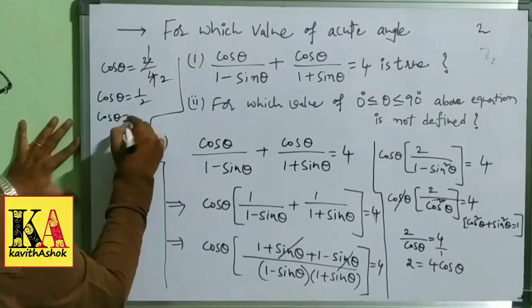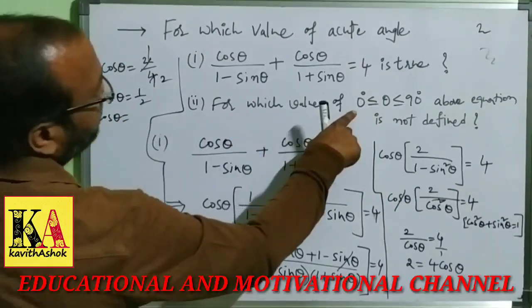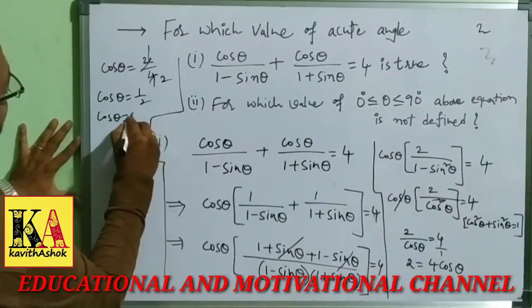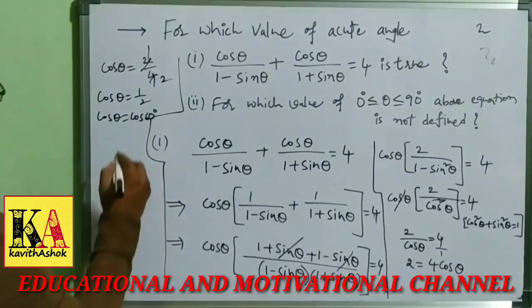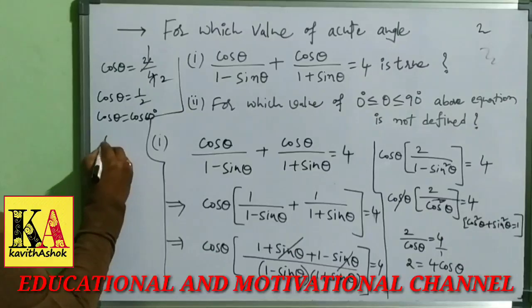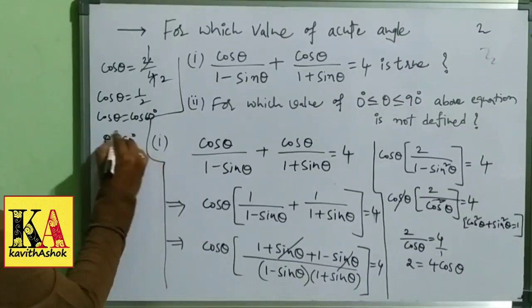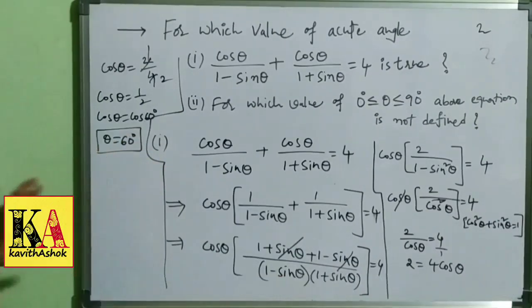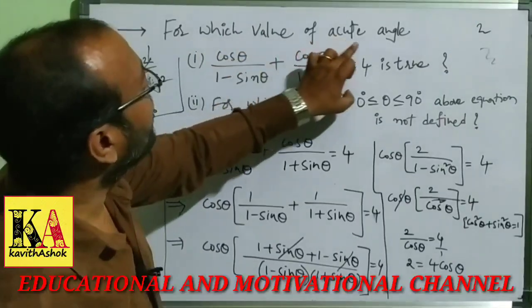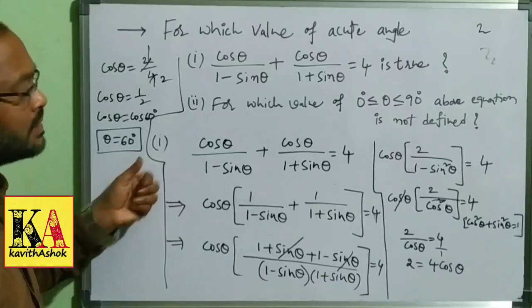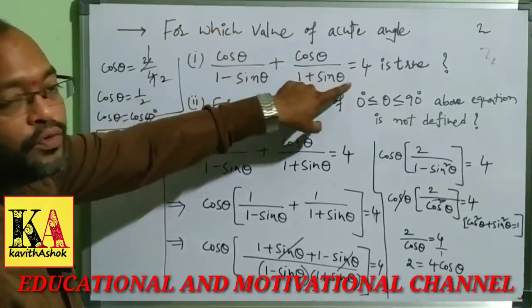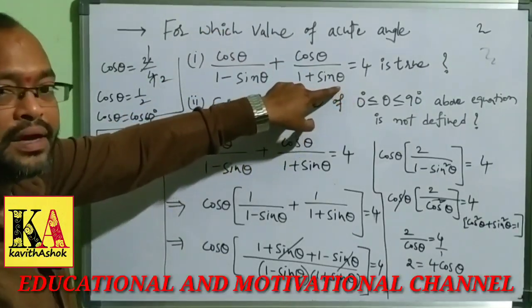Now when does cos theta become 1 by 2 between 0 and 90 degrees? If you take cos 60 degrees, cos 60 is equal to 1 by 2. Now cos theta is equal to cos 60, in the sense theta is equal to 60 degrees. Right. So for which acute angle is this equal to 4? If you take theta equal to 60 degrees, this becomes 4. Is it clear? That is the acute angle.